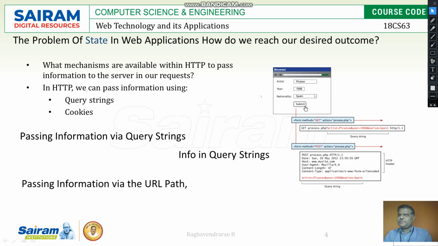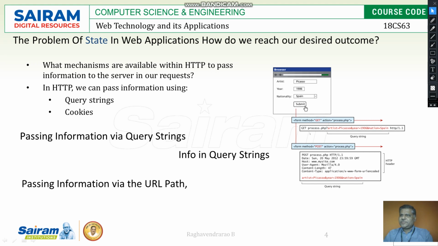There is a form in the browser, you give the input and submit. Once you submit, this becomes a query. The form method is the get method, and the action is process.php. This function is going to get executed. So GET process.php is the query string, shown in red, along with which version of HTTP is being used.